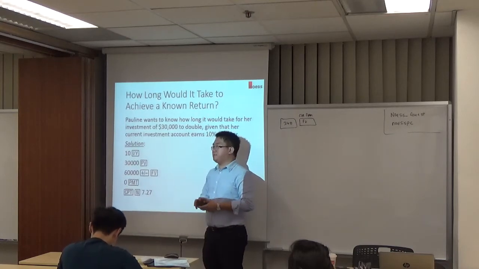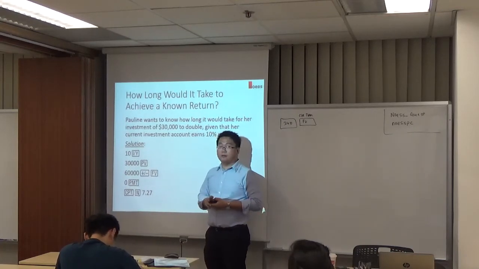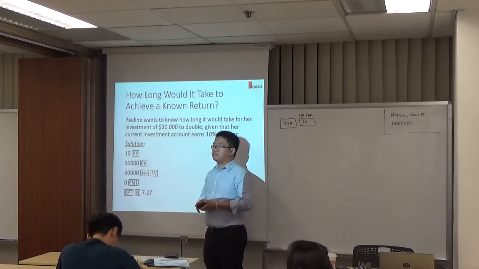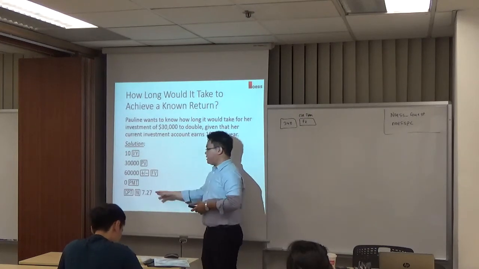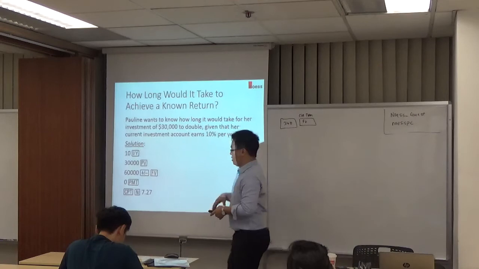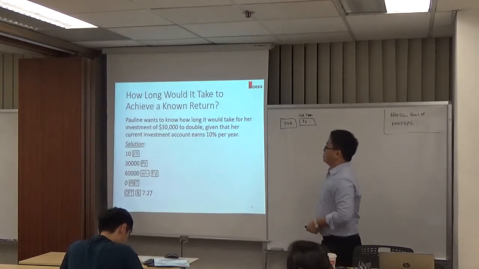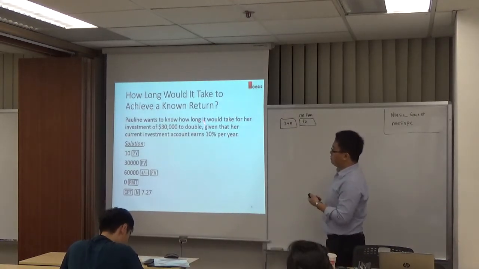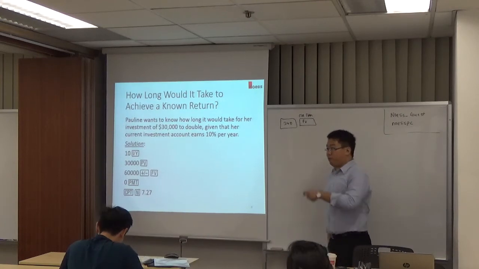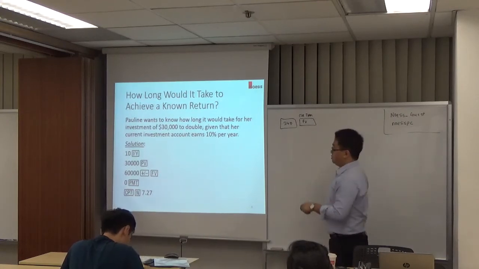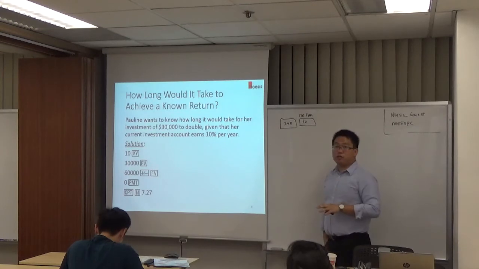So approximately, it's about 7.27 years. So you will need to wait 8 years basically. 7 years won't get you double. You need to wait more than 7 years. Of course, the question can say it doesn't have to be double. It can be 40,000. It can be 50,000. So you just have to adapt to the question.